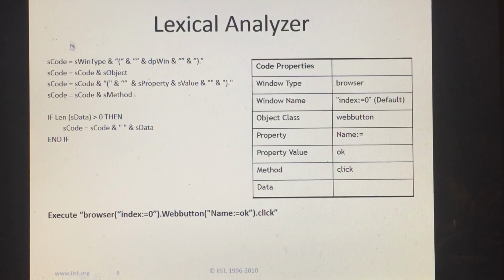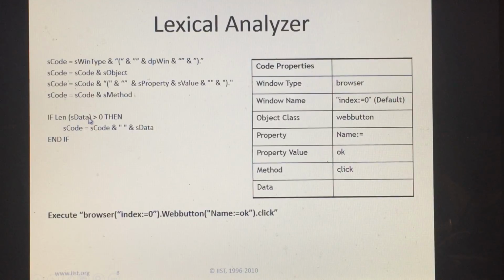So lastly, we go through and build our dynamic code. Our dynamic code said, well, go get the Windows type, which was a browser, and the programmatic description, which was index := 0. And then we go and add the object class, which was a web button, and then we're going to add the property and the value. The property was name := and the value was OK.